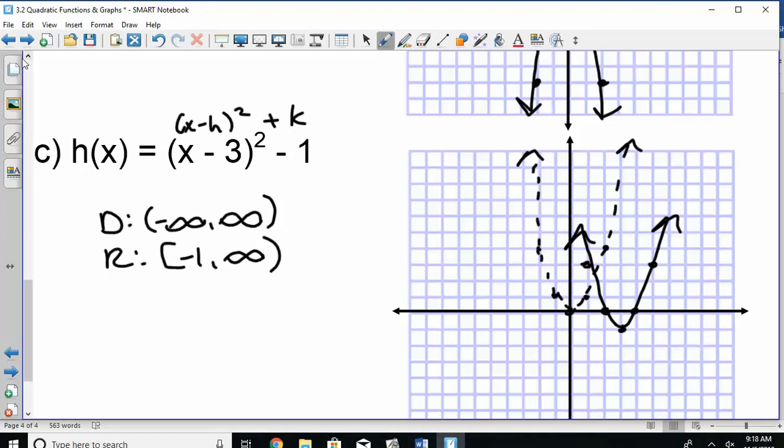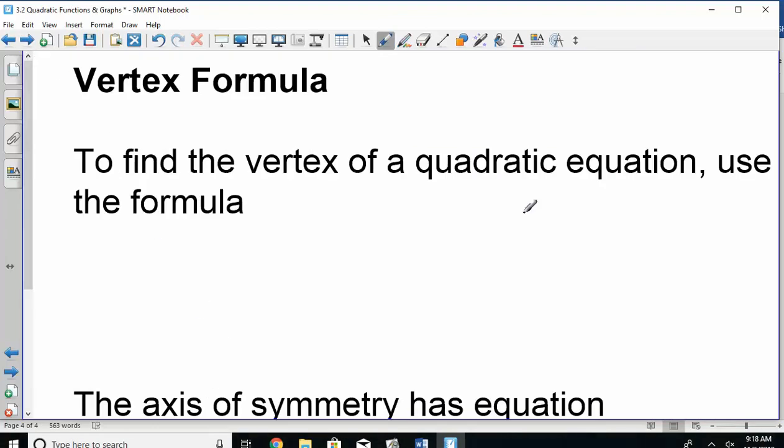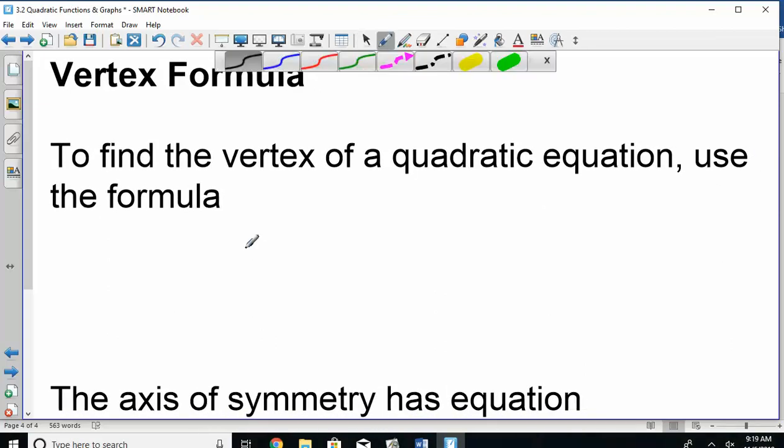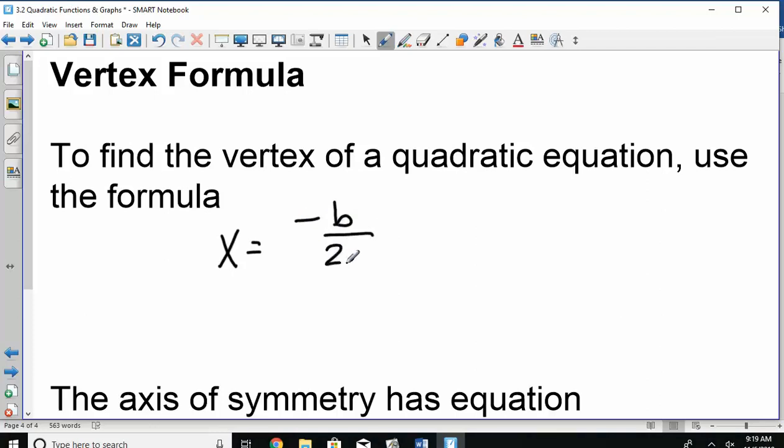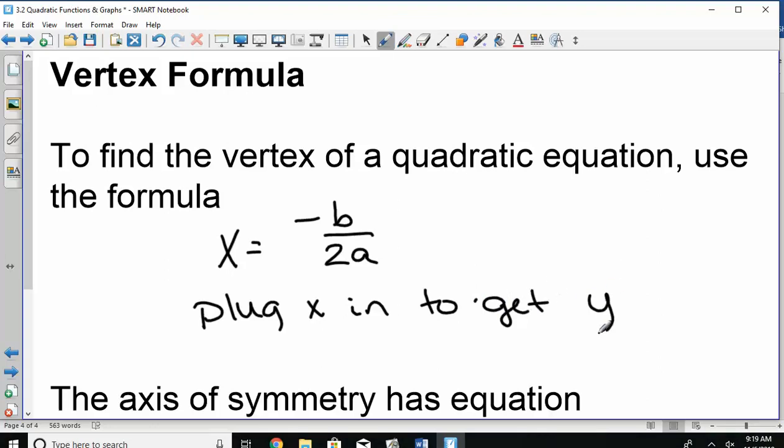Now, we need to talk about what to do on a problem like part A that we had earlier. So if I want to find the vertex, then we can use this formula. x is equal to the opposite of b over 2a. Do you guys remember seeing that before? Okay. That tells us the x value of the vertex, and then we plug x in to get the y value. So we use the formula to find our x, plug it in to get the y.